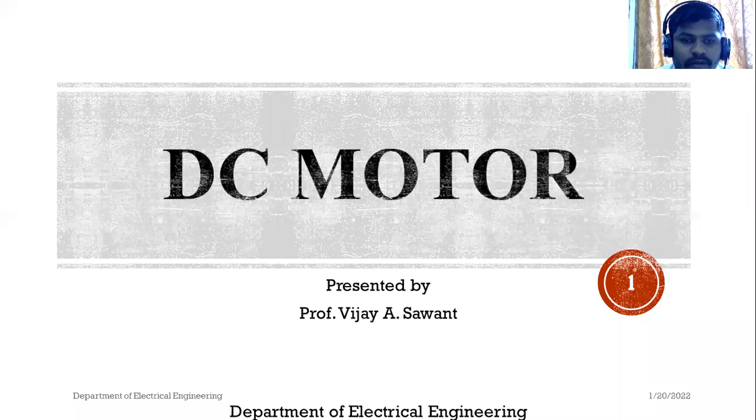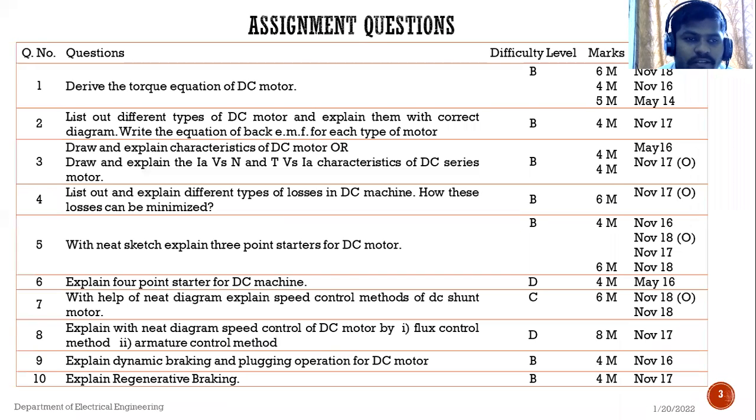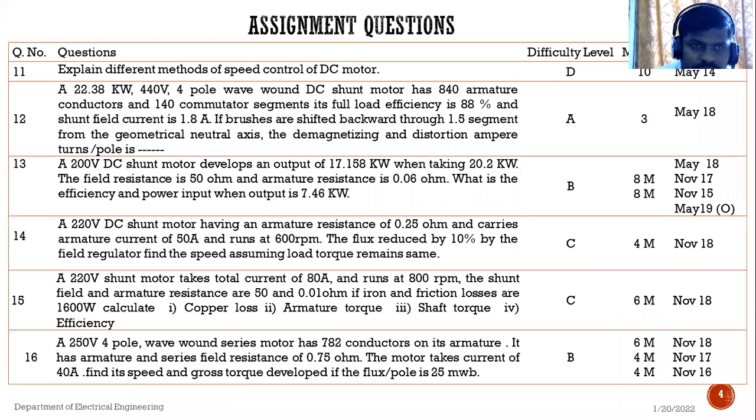Okay, we have started the second unit. We have discussed the syllabus of this unit, that is DC motor. Now some of the assignment questions we are discussing here. The assignment question is: explain different methods of speed control. आपल्याला speed control च्या different method explain करायचे.